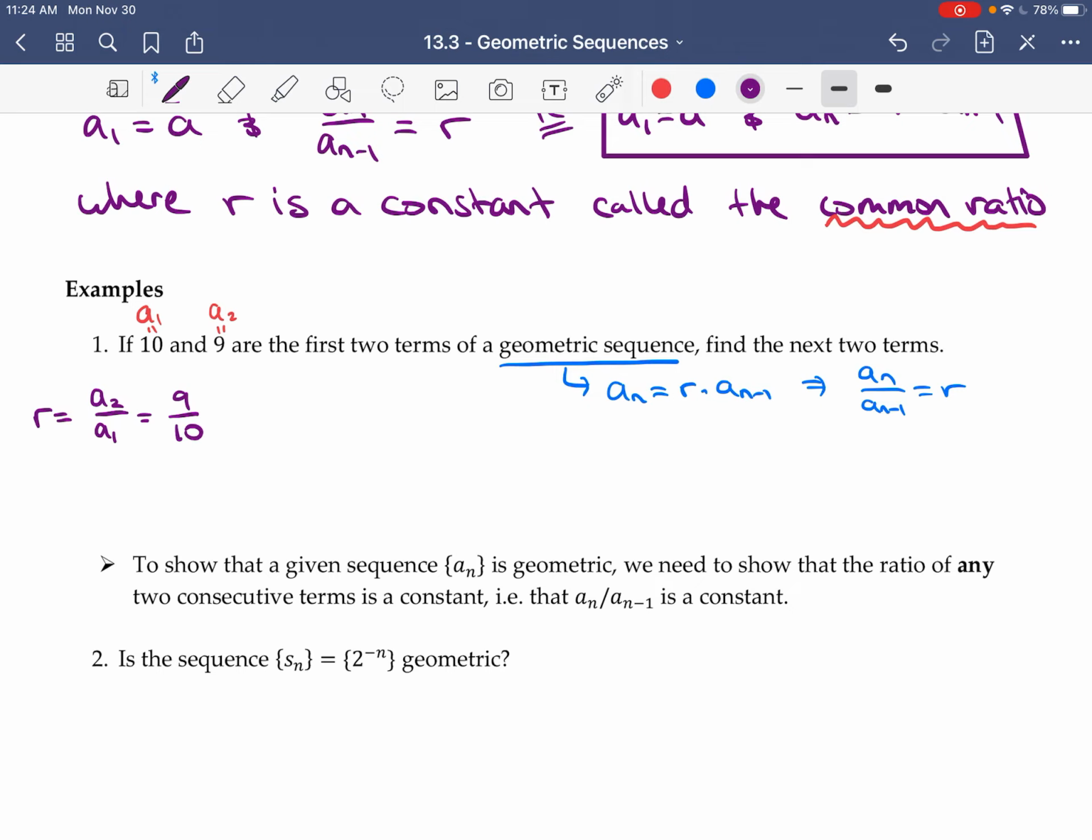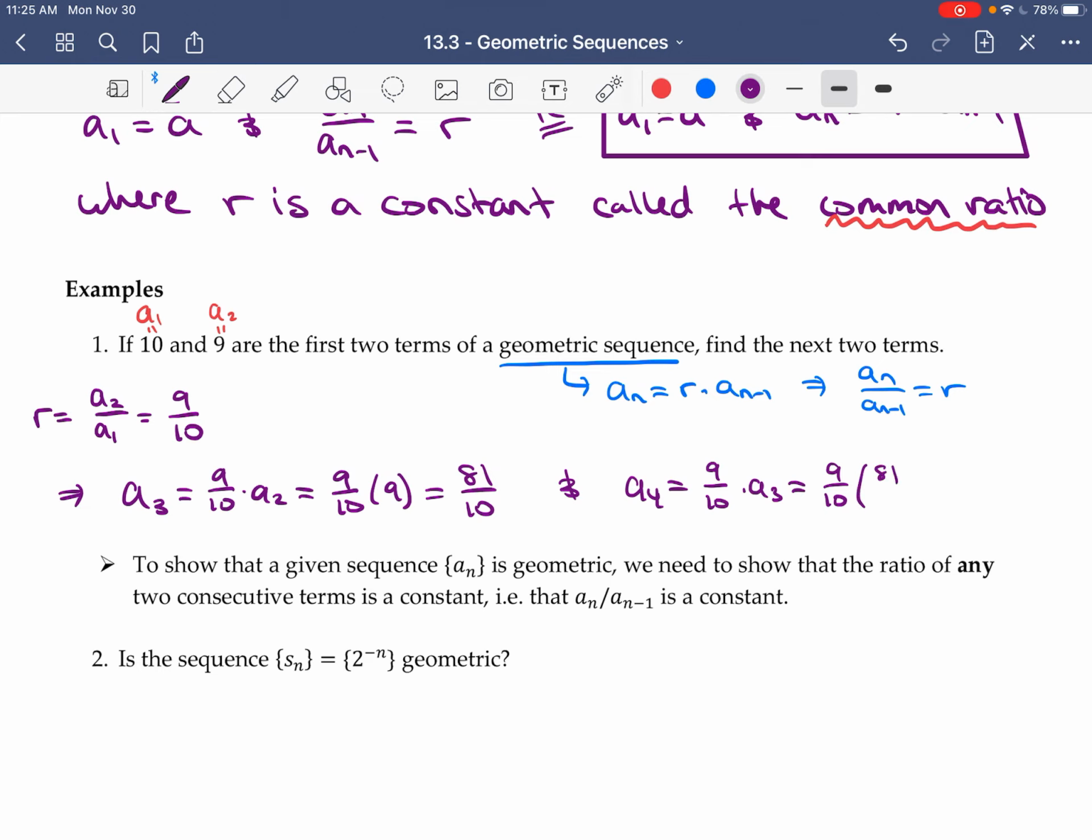We know A1 and A2, and we want the next two terms. So A3 is going to be 9 over 10 times A2, so that's 9 over 10 times 9, which is 81 over 10. And A4 is going to be 9 over 10 times A3, so 9 over 10 times 81 over 10, which is 729 over 100. So those would be the next two terms in that sequence.